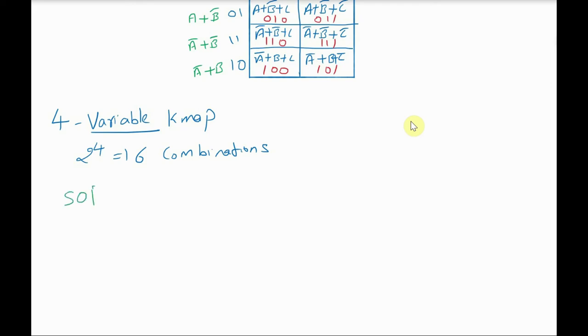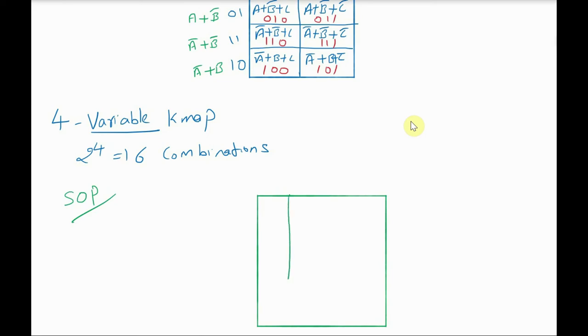First, we will see the SOP expression. K-map for the SOP expression. We need 16 cells. So, we need a 4 by 4 K-map. We have 4 variables A, B, C, D, or P, Q, R, S, or W, X, Y, Z, any 4 variables. So, I am using A, B, C, D. That is A, B here, C, D here.